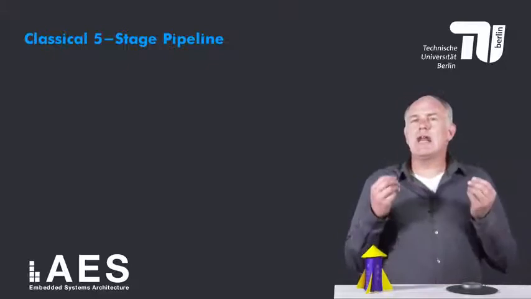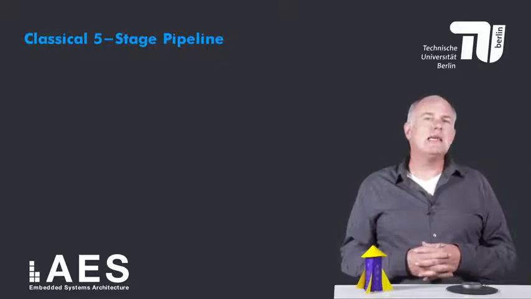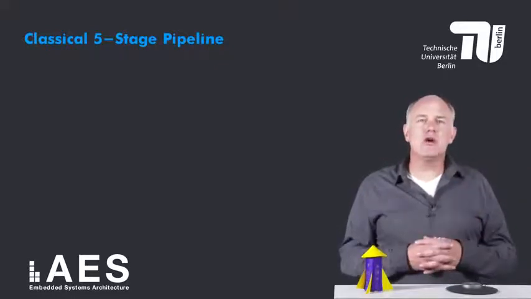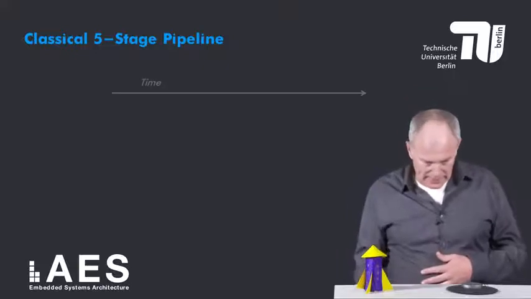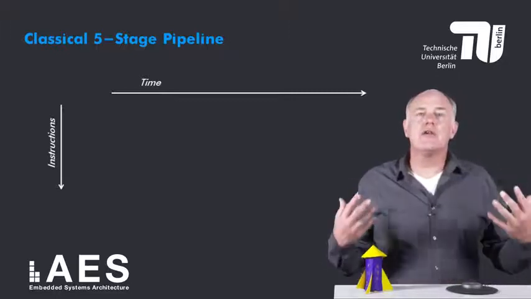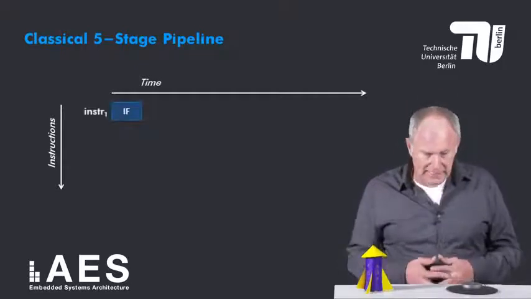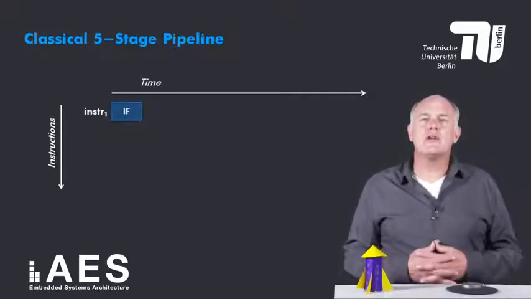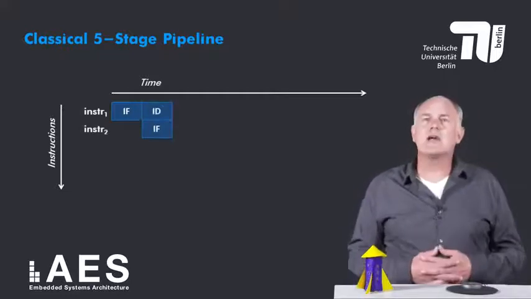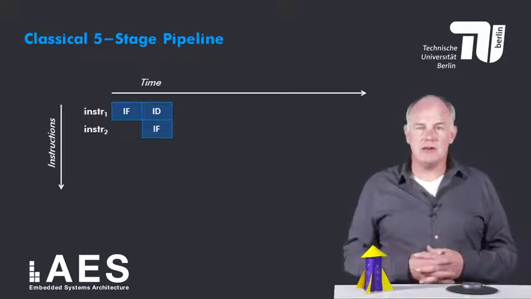But pipelining does not accelerate the execution of individual instructions. It increases instruction throughput, the number of instructions that are completed per time unit. Let's see how. Let's consider the execution of a sequence of 4 instructions. Here's again a timeline, and here vertically are the instructions. In the first stage, we fetch the first instruction. Then in the second cycle, we decode the first instruction, and at the same time, we fetch the second instruction.